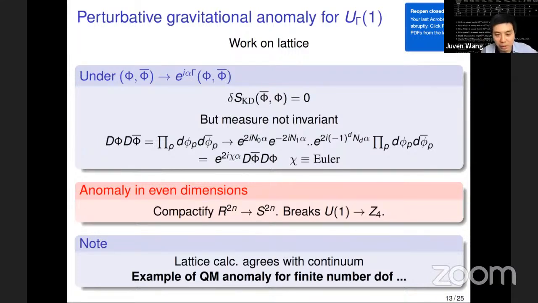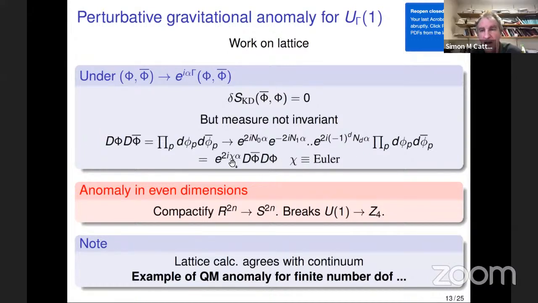But can you tell the phase in this path integral measure change, like e^(i2pi/4)? So I get e to the 2i chi. Chi is 2 for the sphere. So that's e to the 4i. So that tells me it's Z4, right?